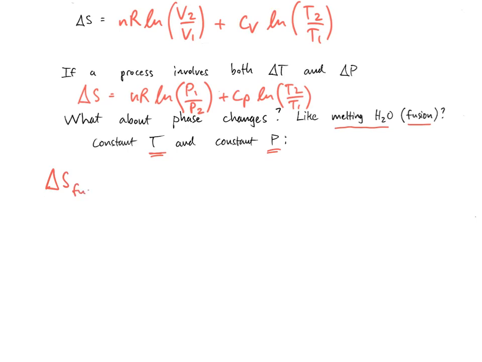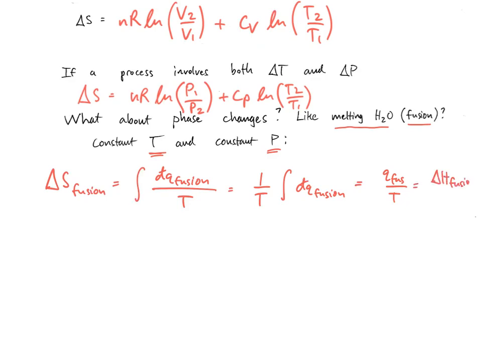Then our entropy of fusion is going to be an integral over our heat of fusion, and that's reversible, even though I'm not listing it. Since the temperature is constant, I can just pull that out, and then I get an integral over the heat of fusion. But since I only have dq inside there, this whole thing just becomes the heat of fusion divided by T. And if this is a constant pressure process, this merely equals the change of enthalpy of fusion divided by T. And that's it.